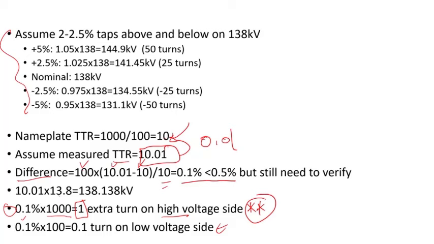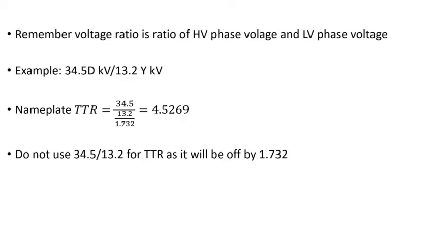And that's where you do other things, like make sure, because just because it's within tolerance, you don't want to assume it's okay. You want to make sure it makes sense, because just because the difference is small, it doesn't mean that it's not worth investigating. So remember, voltage ratio is the ratio of high voltage phase voltage. In other words, it's line to neutral if you have a Y, and LV phase to neutral.